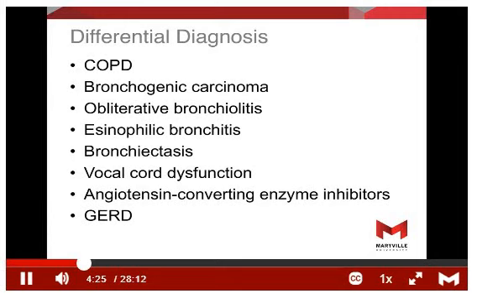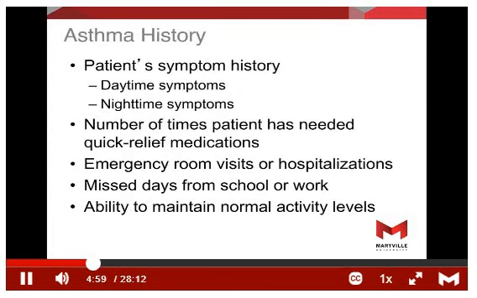Differential diagnoses would be COPD, especially in our older adults. We want to rule out, is it COPD or is it asthma? Is it bronchogenic carcinoma? Is it obliterative bronchiolitis? Is it eosinophilic bronchitis? Is it bronchiectasis, vocal cord dysfunction? Angiotensin converting enzyme inhibitors that cause that dry cough. So if it's somebody that is hypertensive and they're on an ACE inhibitor, is the cough because of that? Or is it acid reflux, which also can cause a cough?